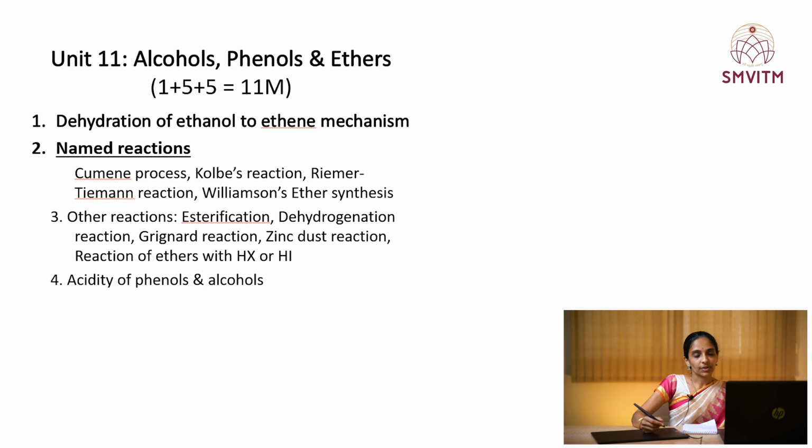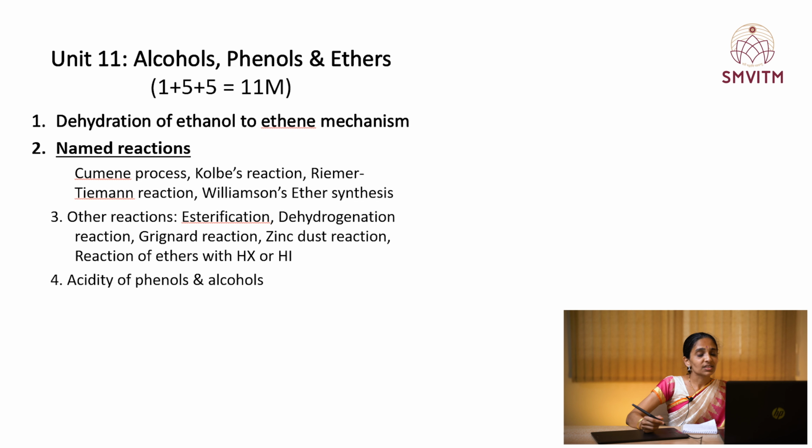The next unit from organic chemistry is alcohols, phenols and ethers. As you can see, there is one mark question and 2 5-mark questions, totally 11 marks. Here there is a sure question, that is mechanism of dehydration of ethanol to ethene. Out of 4 mechanisms, I have already told you, one is a must and the other may be asked.